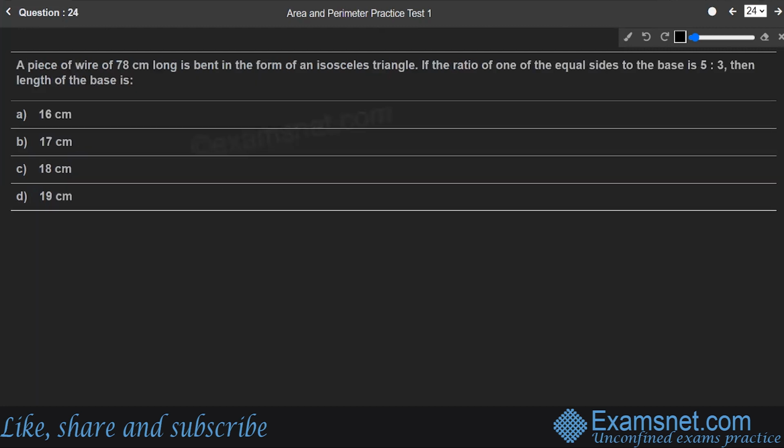Now, a piece of wire 78 centimeter long is bent in the form of an isosceles triangle. An isosceles triangle is a triangle in which two sides are equal. The ratio of one of the equal sides to the base is 5 is to 3. So let us create this diagram. Okay, let's say these two sides are completely equal, and he's saying that the ratio of one of the equal sides to the base is 5 is to 3.